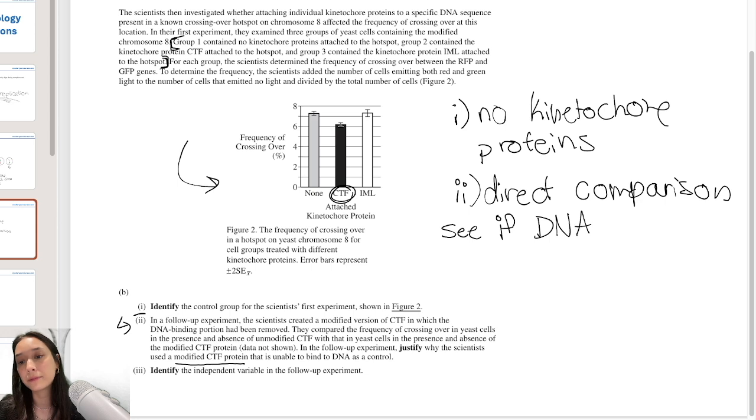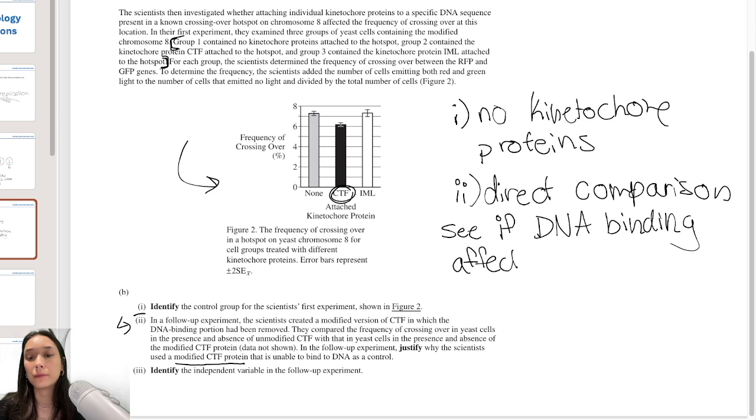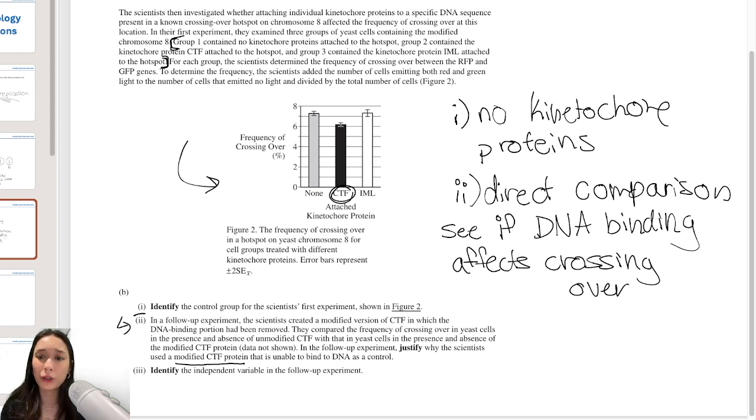DNA binding affects crossing over. There's probably a couple different ways in which you can say this, but overall, it's just used as a control. And the main point of controls is going to allow you to make a direct comparison and see, specifically in this example, if DNA binding affects the crossing over, or really how the CTF protein in general, because the one that's modified shouldn't bind in the first place, just seeing a better comparison of what it's actually doing.